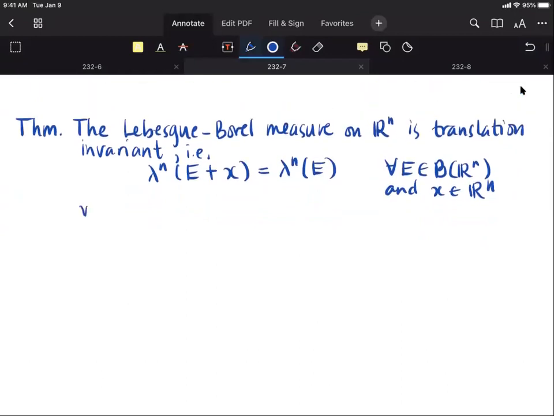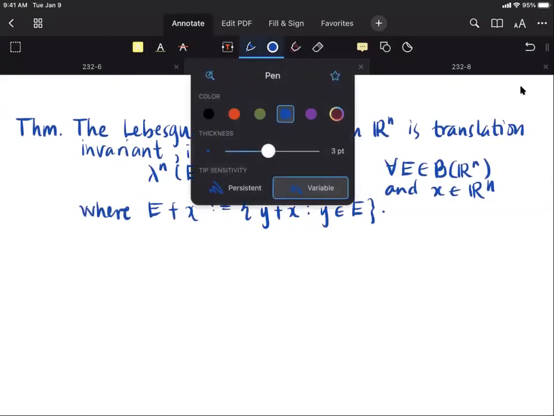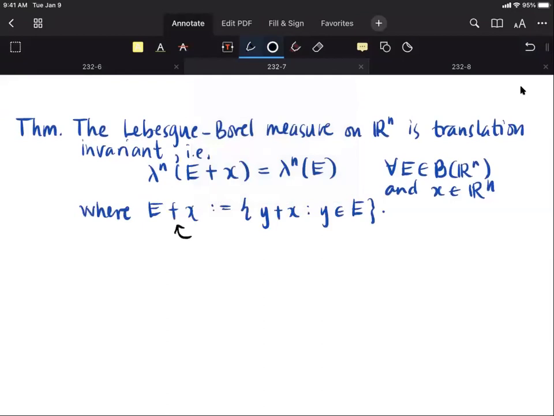Here, the set E plus the vector x is defined to be the set of all y plus x where y is in E. So this is the translate, or the translation, of your set E by your vector x.